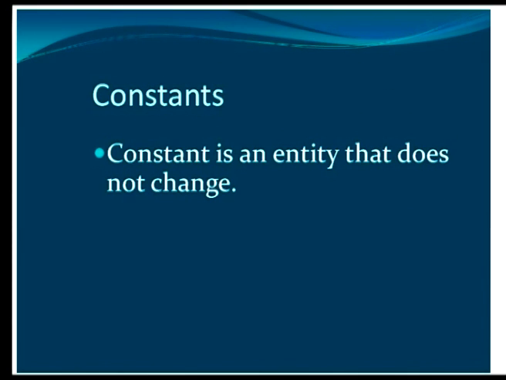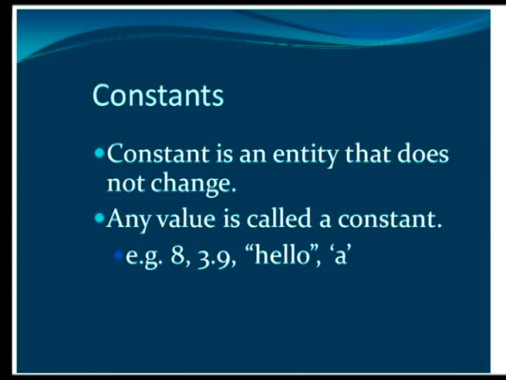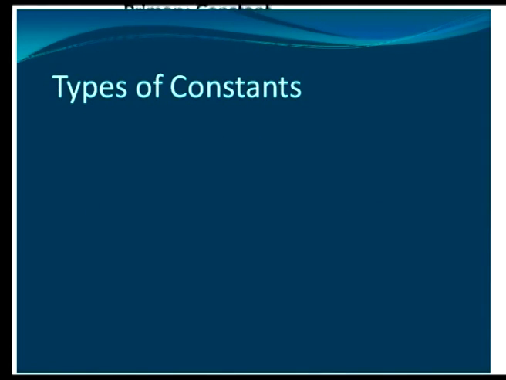A constant is an entity that does not change. Any value is called a constant. For example, 8 is a constant, 3.9 is a constant, and "hello", a message enclosed in double quotes, is considered a constant. 'A' enclosed in single quotes is a constant. Which value is which type of constant, we will discuss later on. There are different types of constants.